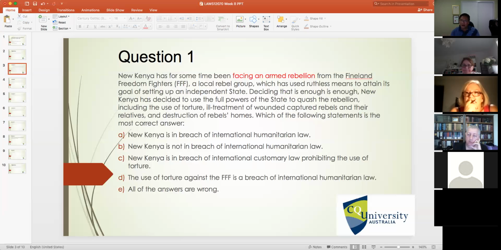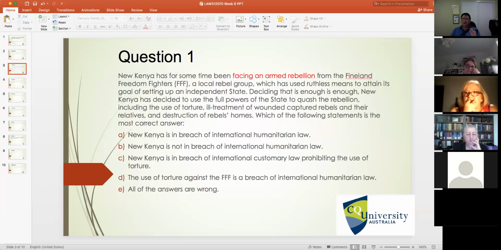But what if what you have would be some kind of a rebel group, which is happening in the Philippines, for example, or parts of Indonesia? In relation to these rebel groups, international humanitarian law will not apply. Any questions so far on that point?